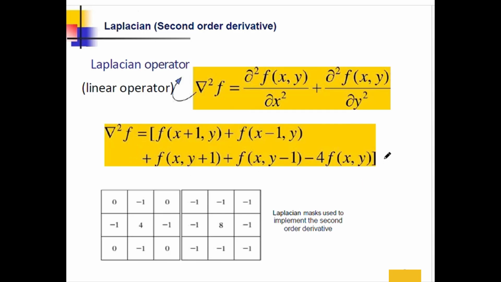If you generate a kernel by using this expression, see the Laplacian mask. This is the basic kernel. And if you want to increase this 4 to 8, then you have to add some more minus 1s here, because the total value must be 0. That is the difference between these two. Here is 4, here is 8, which means plus 4 is added, so you have to go for another minus 4 addition. So this is minus 1, minus 1, minus 1, minus 1. This is the Laplacian mask used to implement the second order derivative.